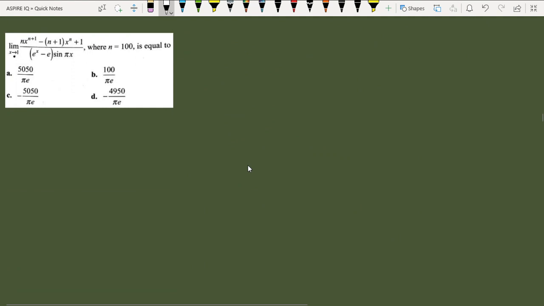Okay, this is the question: the limit as x tends to 1 of (n x^(n+1) − (n+1) x^n + 1)... over (e^x − e sin πx). Forget about the numerator part, come to the denominator part.